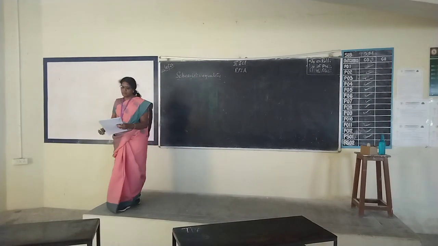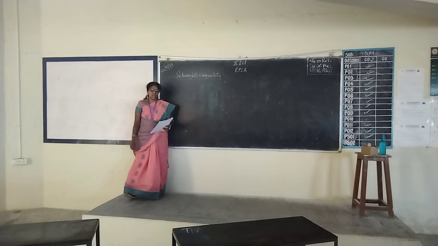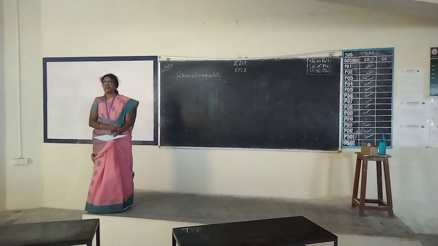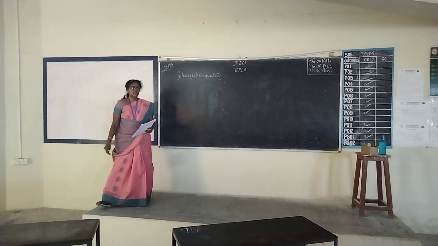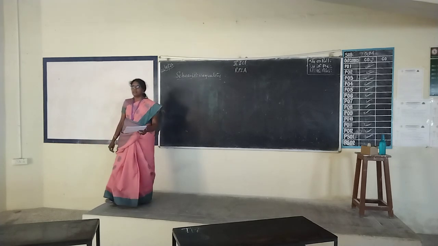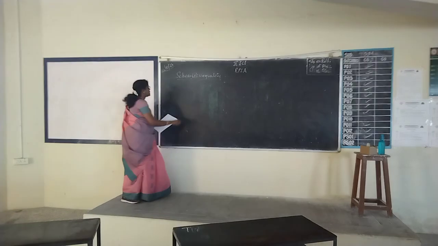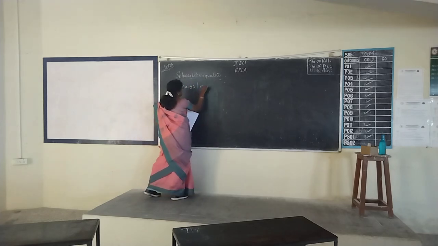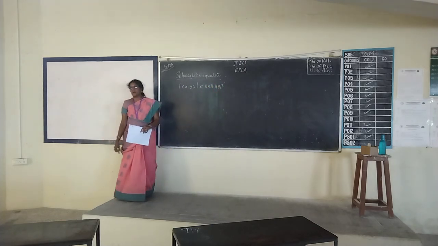Cauchy-Schwarz inequality. Take note. For any two vectors x and y in an inner product space B, the modulus of the inner product of x comma y is less than or equal to norm x into norm y. So this is called Cauchy's inequality.